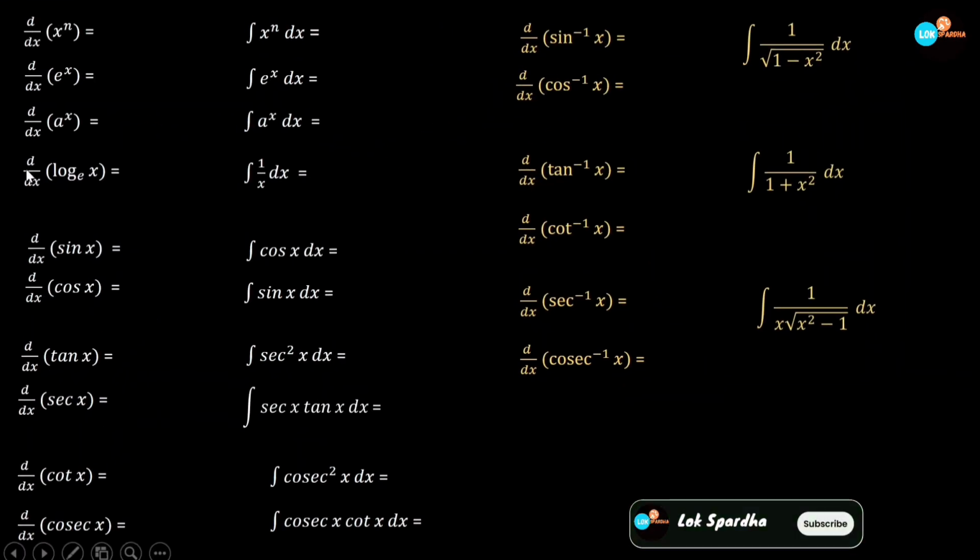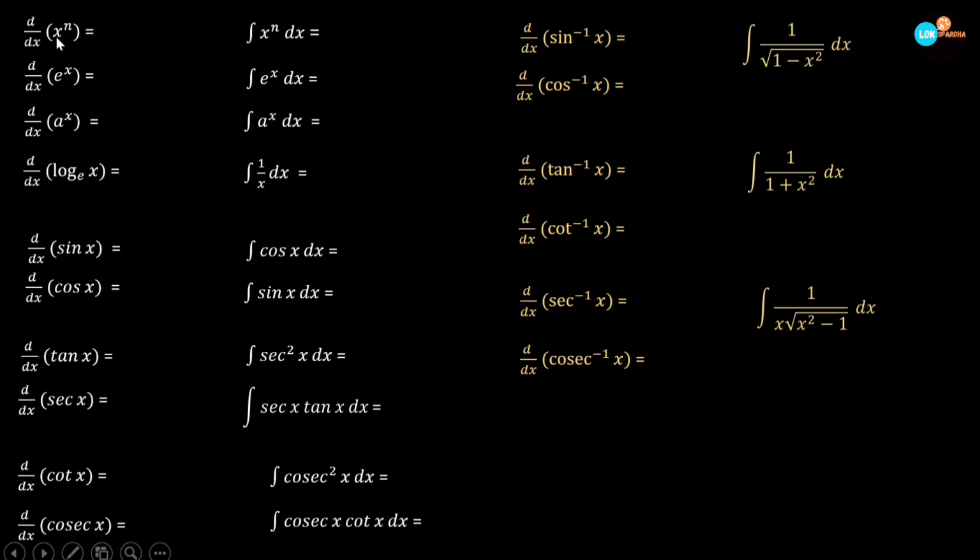Here the first set of formulas is based on exponents, the remaining sets are based on trigonometry, and the next set is based on inverse trigonometry. In this way we are going to study differentiation on the left side and integration on the right side. So this is the first rule, called the power rule. Power means there is n as a power here.